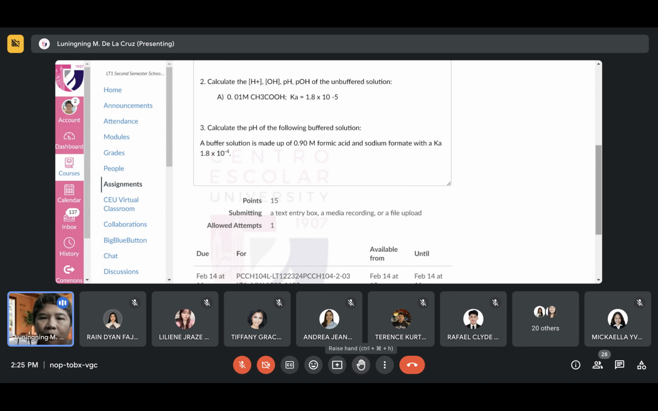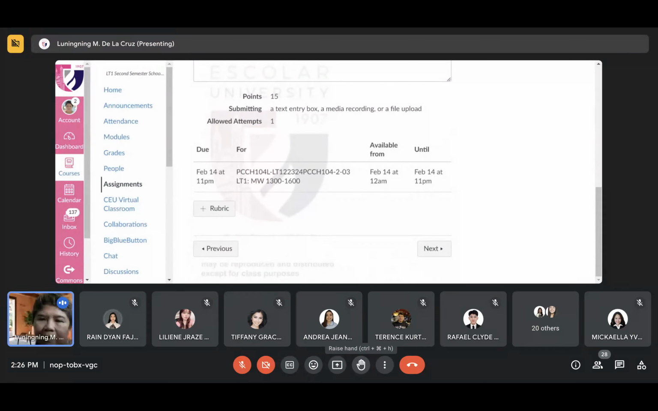X is the amount of what? Of the base that will be produced from our acid. So we need to get that first. Okay, so that's how you compute for the pH of the buffer. I will repeat that again, class, in the classroom.